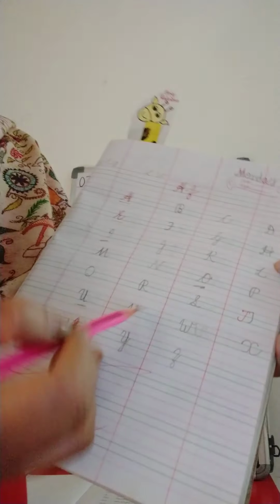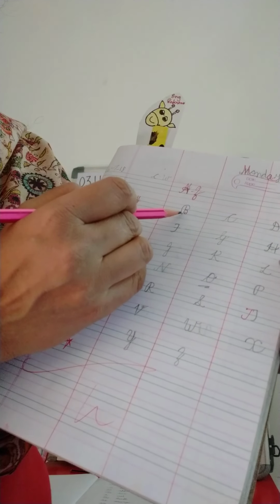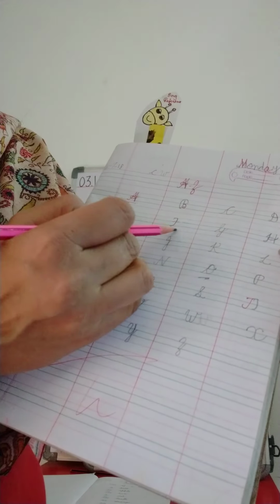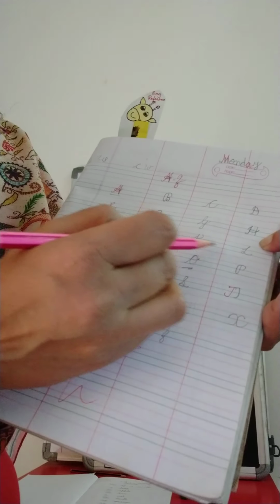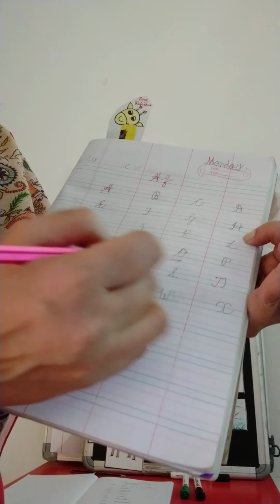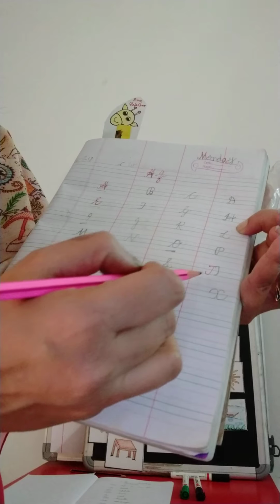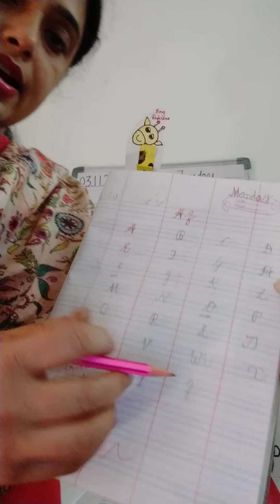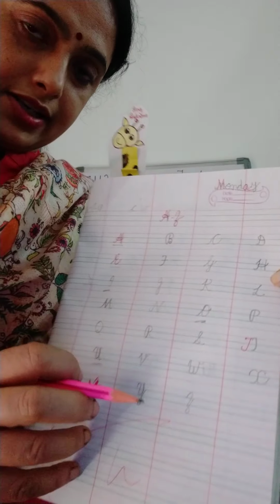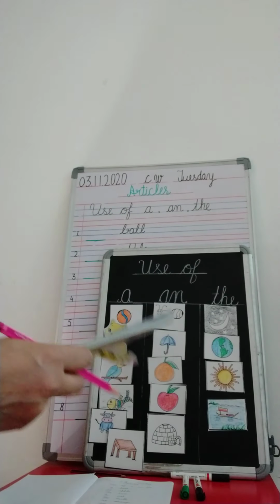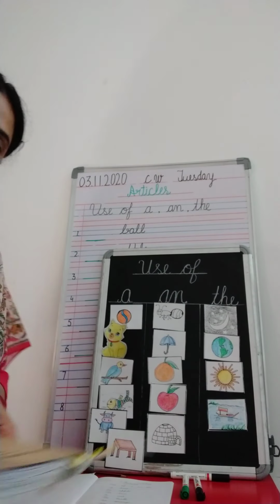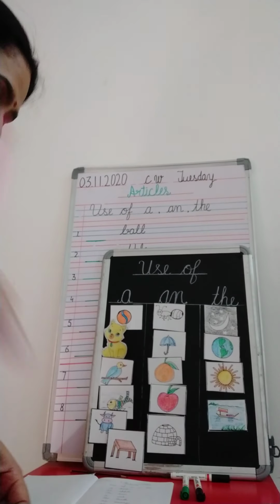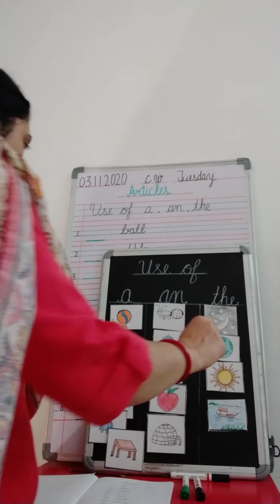They are vowels. Rest all the letters B, C, D, F, G, H, J, K, L, M, N, P, Q, R, S, T, V, W, X, Y, Z, they are consonants. Okay. So this we know. What are vowels and what are consonants? We know. Yes. Okay.